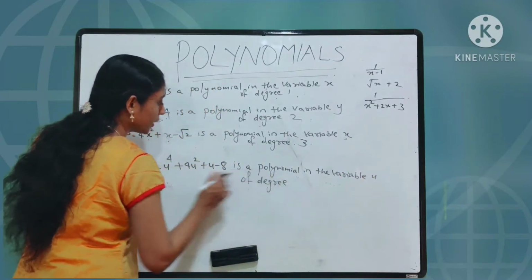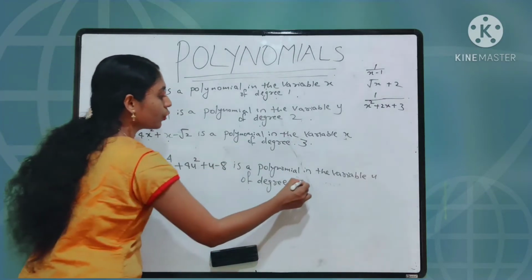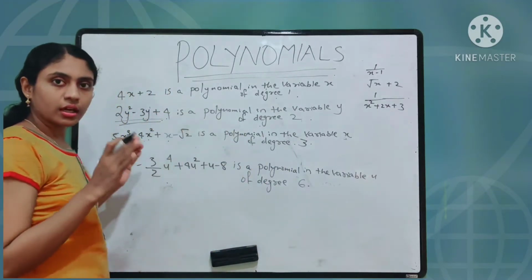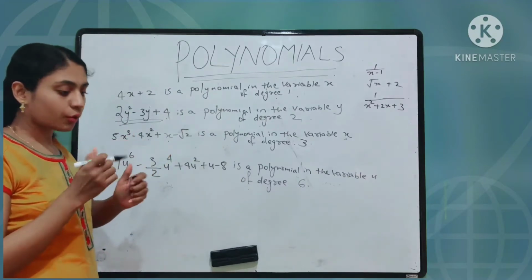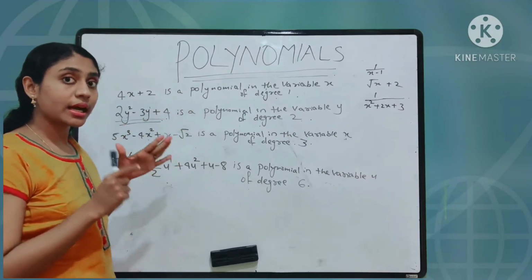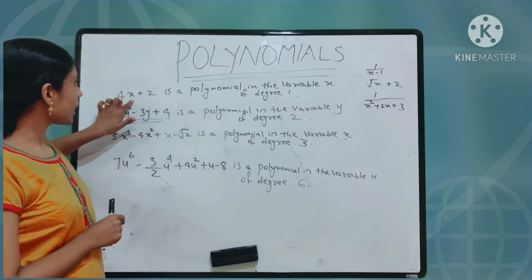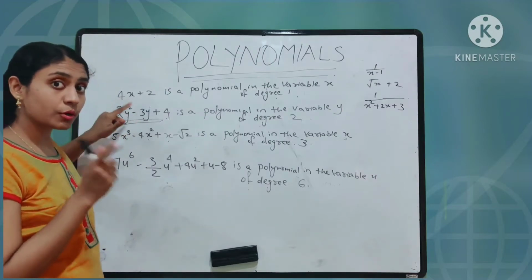The highest power of u here is u raised to 6. So this is a polynomial in the variable u of degree 6. Understood? The concept, that is the term degree of the polynomial, right? The degree of the polynomial is nothing but the highest power of x in that given polynomial. For x plus 2, the highest power of x is 1.